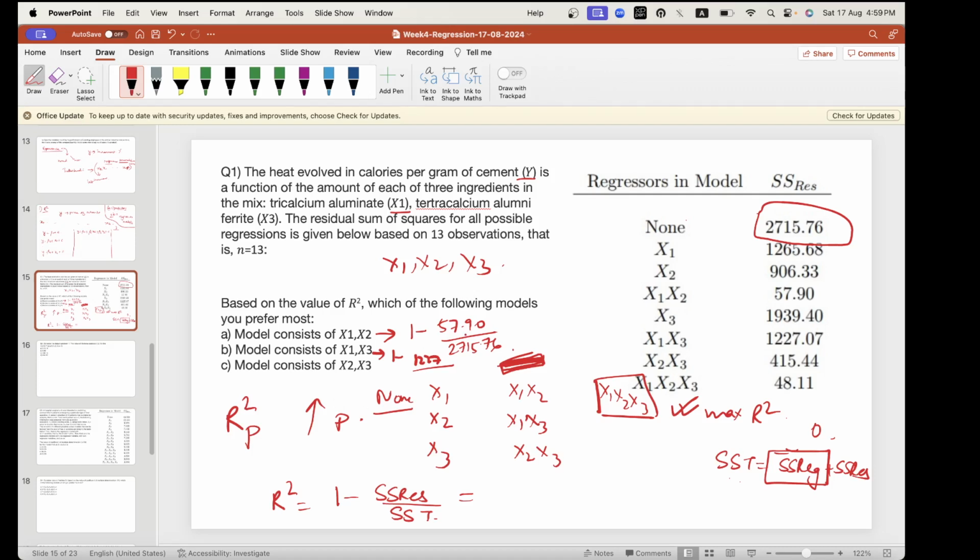Because see, this SS total is remaining fixed, right? So whichever has the lowest SS residual, 1 minus this quantity would be highest. So then the answer is the model containing x1 and x2. Is it clear?